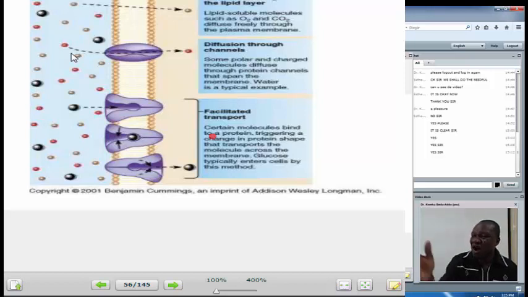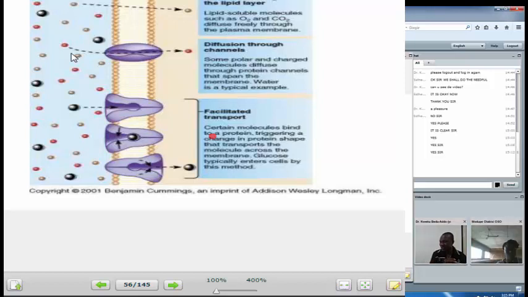Now, in all these cases, the particles are being moved from a region of high concentration to a region of low concentration. So it's moving along a chemical gradient. It's moving downhill.